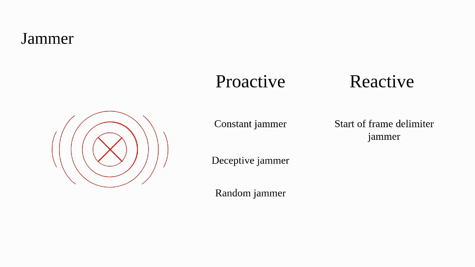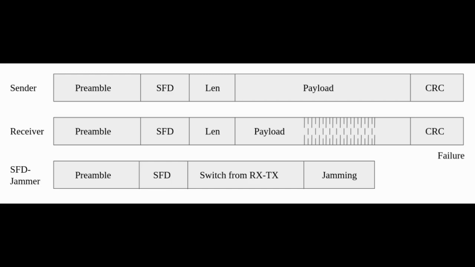A proactive jamming attack uses more or less a brute force approach, while a reactive jammer reacts to something that is happening. In our case, we used the start of frame delimiter jammer, which listens to a channel. When it senses a packet's start of frame delimiter right after the preamble, it sends out a burst of signals that will corrupt the payload of the packet and force the receiving node to drop it, which results in interference.